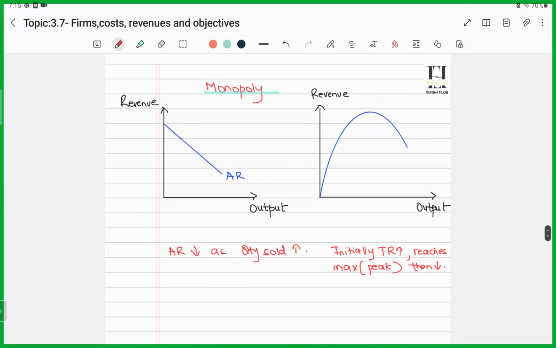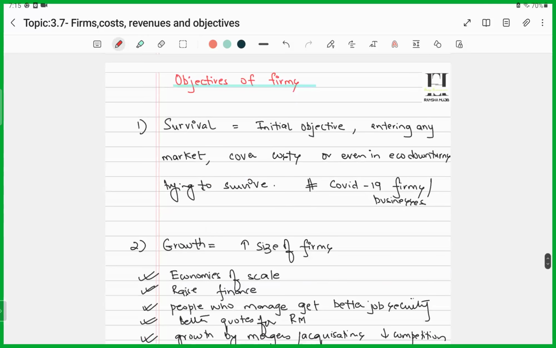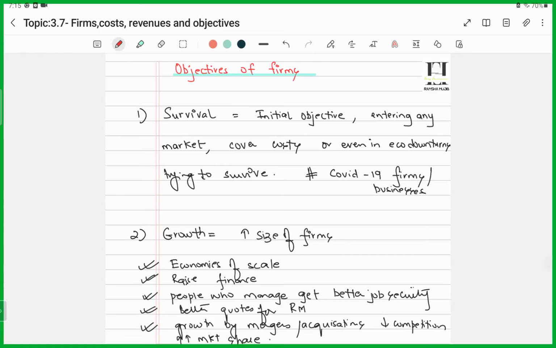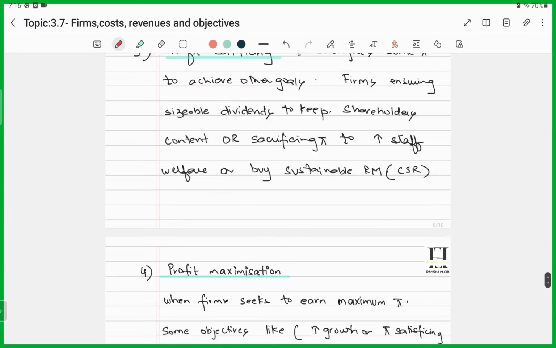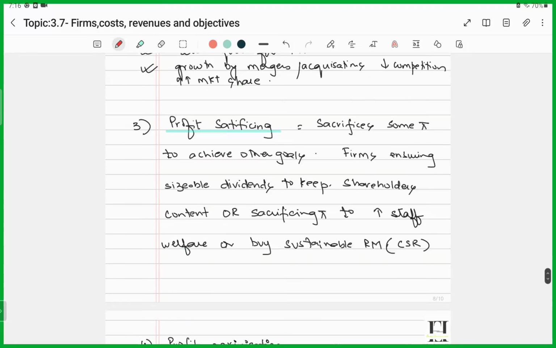All right. This is the third component of this topic. Broadly speaking, there are four objectives of firms: survival, growth, profit maximization, or social welfare, or profit satisficing.